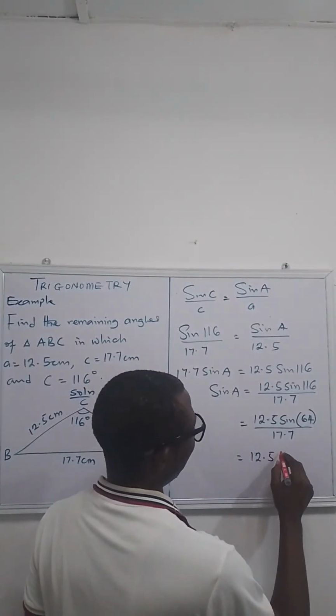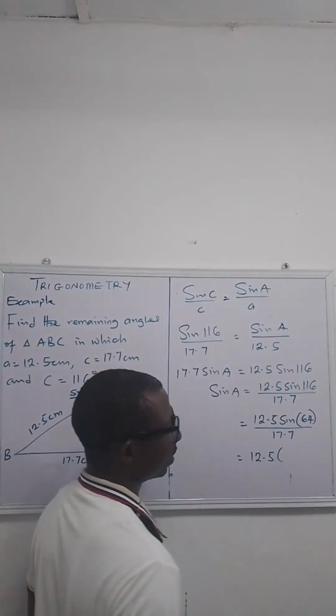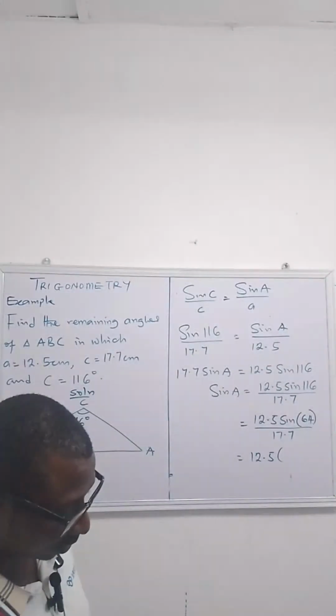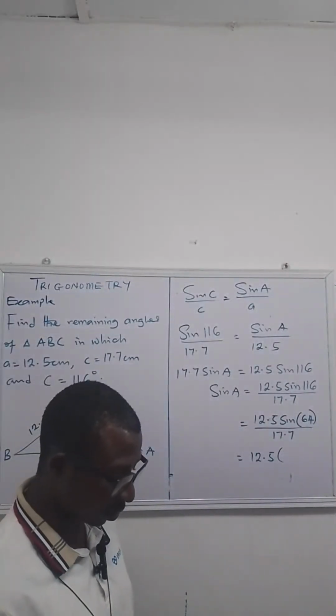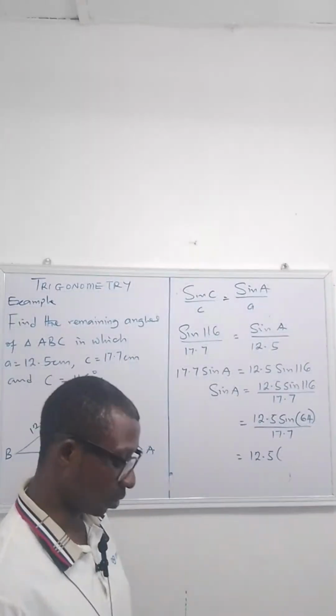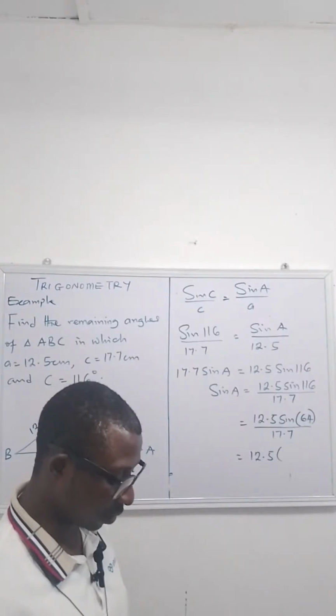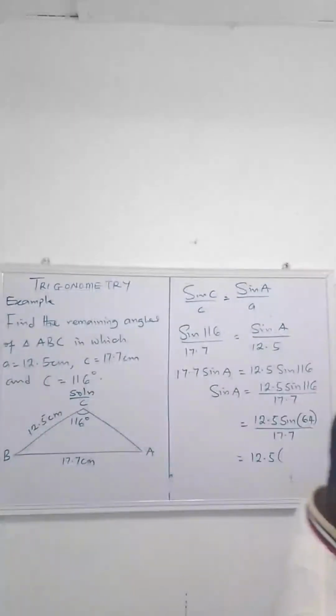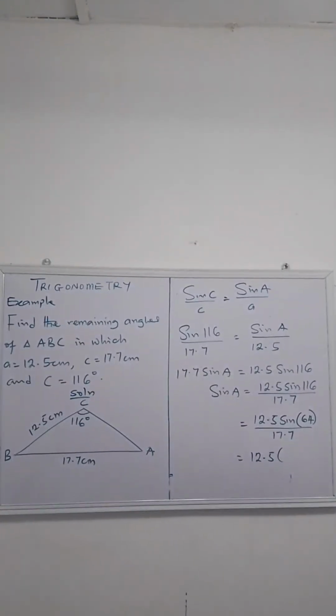So this now gives us 12.5 times sine 64. So what is sine 64? Can you check that in your four-figure table or make use of your calculator? Sine 64 is what? Get your answer and drop it in the comment section. What do we have?